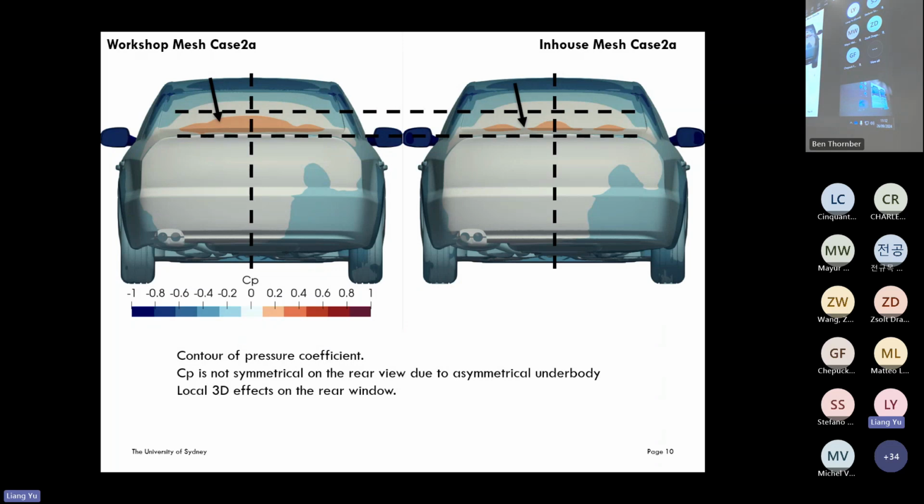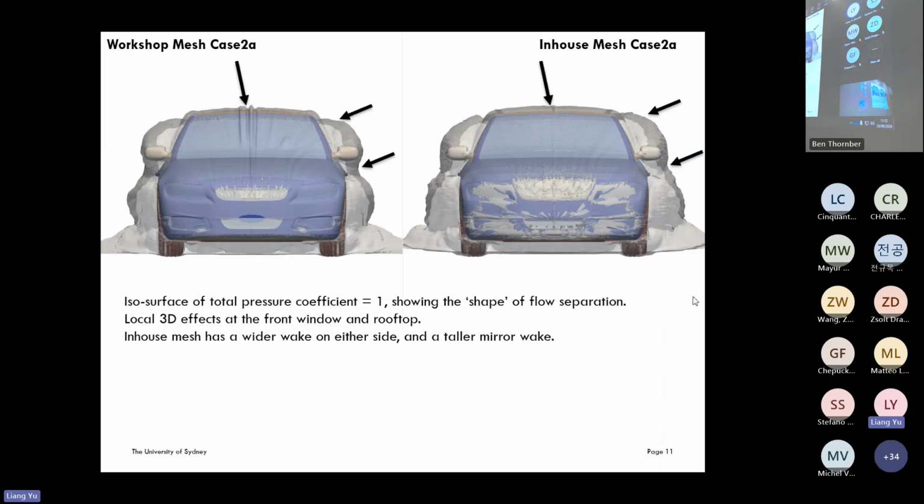What's going on? Okay. So what I've done here is I calculated the time average total pressure, converted it to coefficients, and then looked at the total pressure coefficient of 1. That should give me a rough indication of the shape of flow separation. Now you can see on the committee mesh, the 3D effect along the center line is more obvious. You do have the same 3D effect on my in-house grid, but it's not as severe.